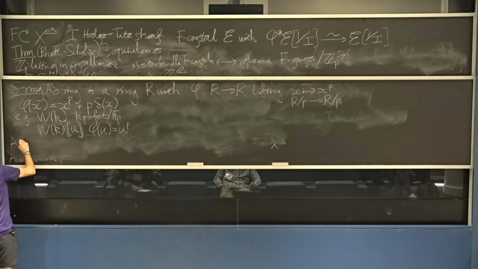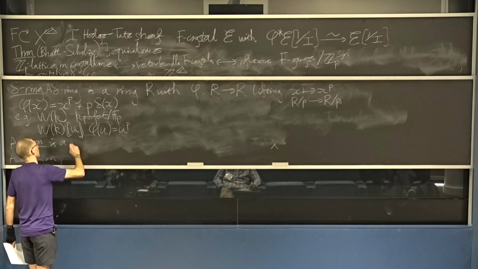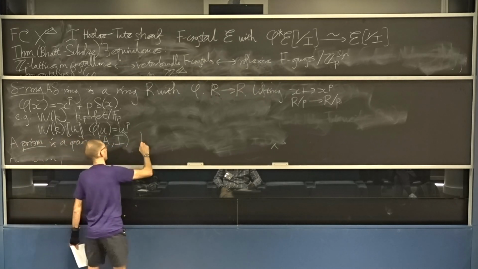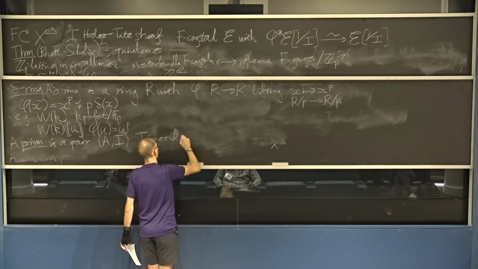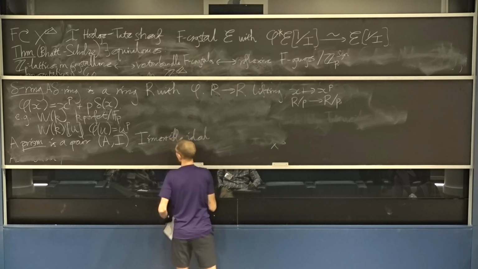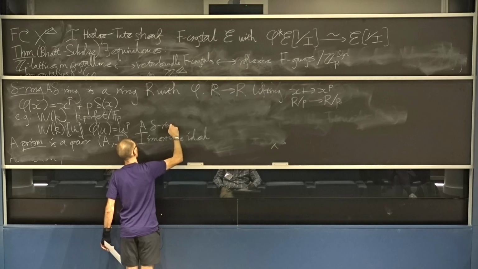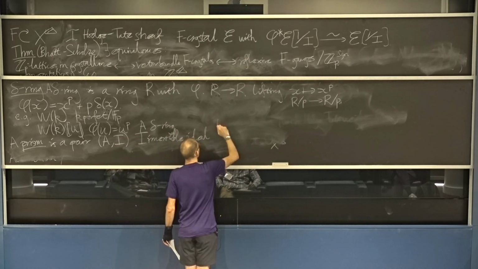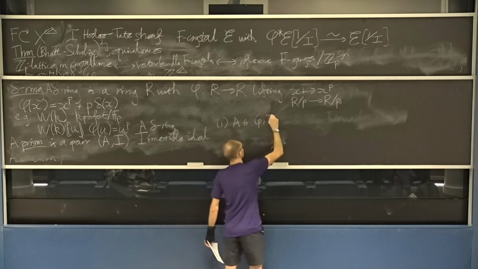And then a prism is a pair (A, I), where I is an invertible ideal, so it's locally principal, and A is a delta ring. And you demand two things. One, A is pi-adically complete.